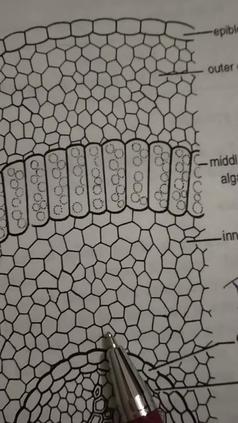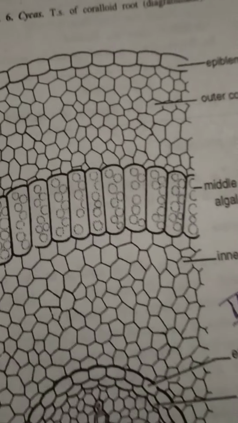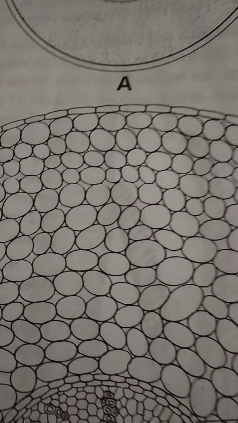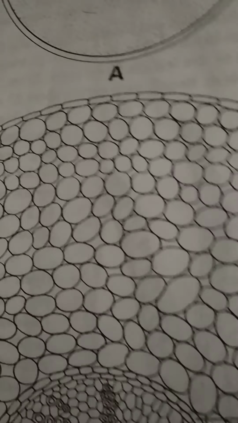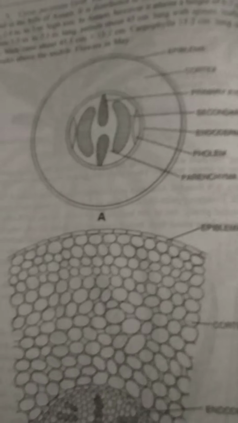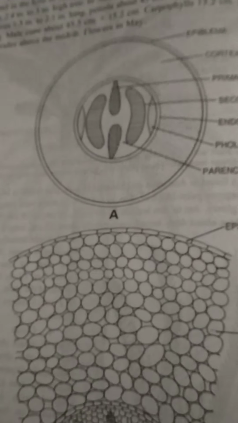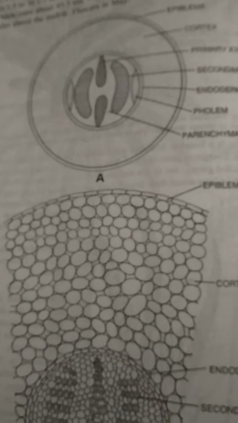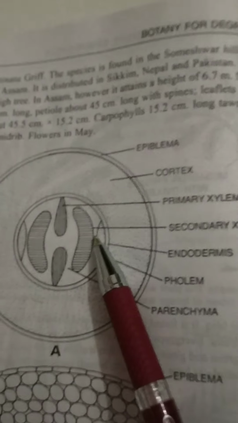Now next we will be studying the TS of the normal root, also called the young root. To study the TS of the young root or normal root, you can see here the ground plan, and below it the enlarged figure. Now coming to the TS of the young root, you can see here the ground plan, as already marked here.